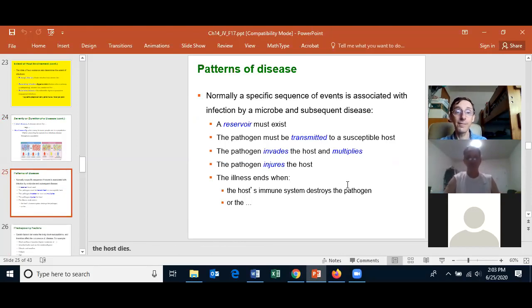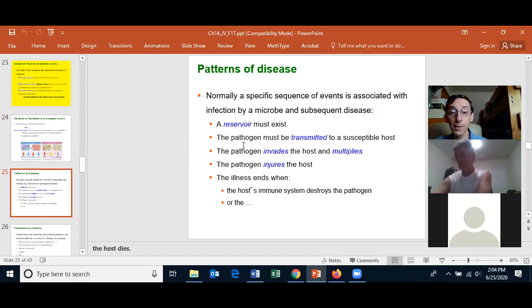Let's talk about the patterns of disease. Normally, a specific sequence of events is associated with a given microbe causing a disease. So normally, the microorganisms must come from a reservoir, and that reservoir must exist for where the disease organism is coming from before it comes to a susceptible host. So a reservoir is just where the disease comes from. We'll talk about different reservoirs in a minute.